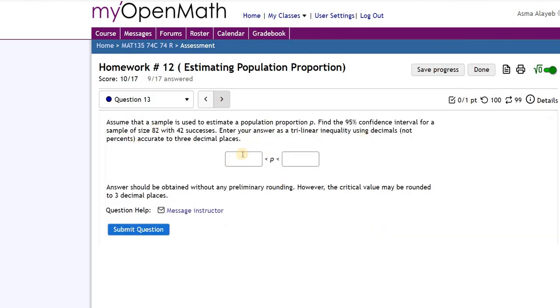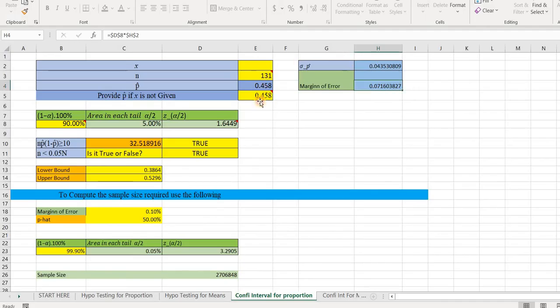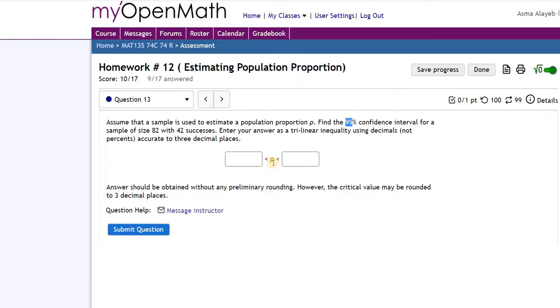I need to find the lower bound and the upper bound. I showed you previously how to find that. We have n is equal to 82 and the number of successes is 42, so that is X in this case because it's not a proportion already. And we have a level of confidence of 95%. We have everything we need. We have X, we have N. You just need to remove P hat from this box because we don't have it, plug in X and N, and then compute the rest. And you will find the lower bound and the upper bound.